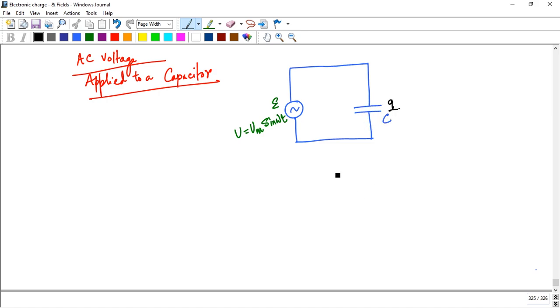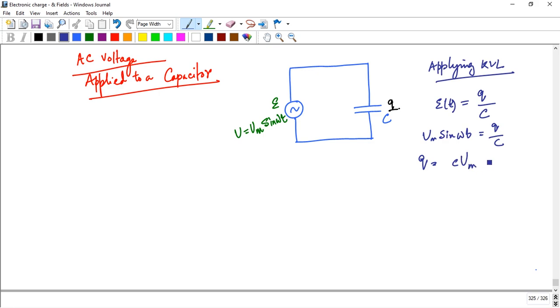Now solving with the help of KVL, applying KVL in that loop, the EMF as a function of t is equal to Q by C, the potential drop across the capacitor. So Vm sin omega t equals Q by C. So Q equals C Vm sin omega t. That is the charge stored in the capacitor.